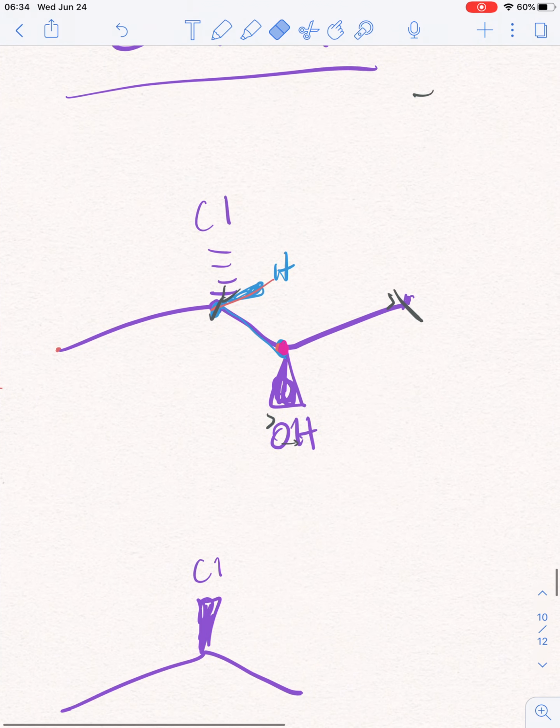Okay, so let's go to this chiral center. Chiral center 1 here.